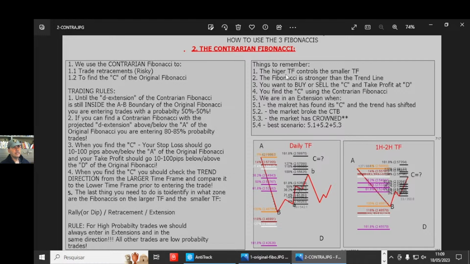Things to remember: the higher time frame controls the smaller time frame. The Fibonacci is stronger than the trend line. You want to buy or sell the C and take profit at the D. And finally, number four, you find the C using the Contrarian Fibonacci.